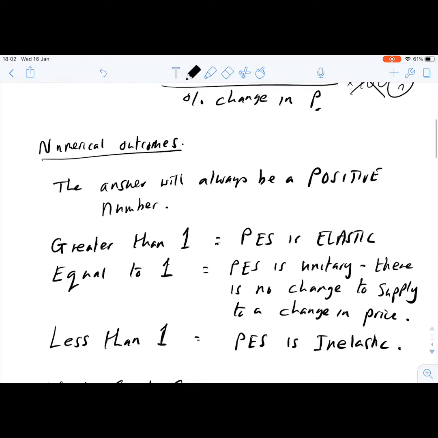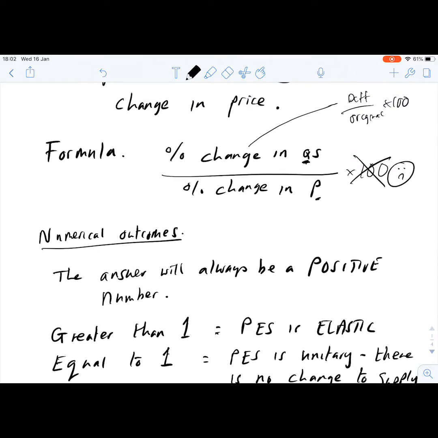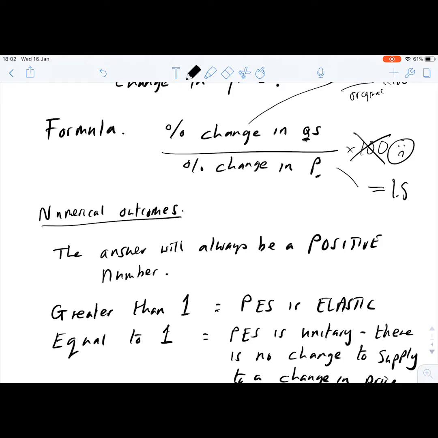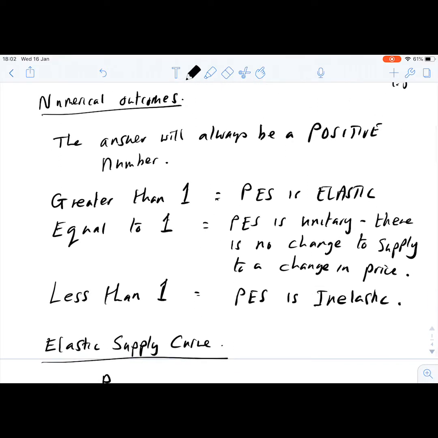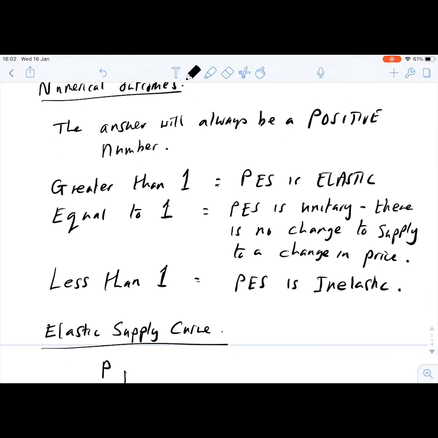Okay, numerical outcomes. Well, the answer to the formula could be 1.5, for example. So if it is greater than 1, price elasticity of supply is elastic, which means that supply is very responsive. Firms are very responsive to a change in price. The supply is very responsive.